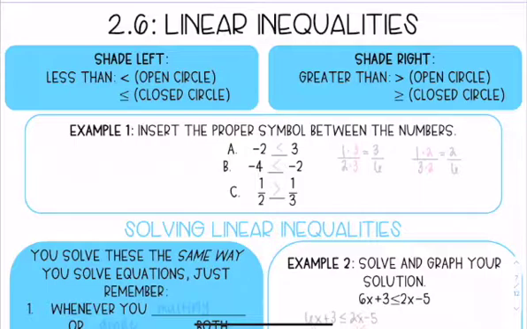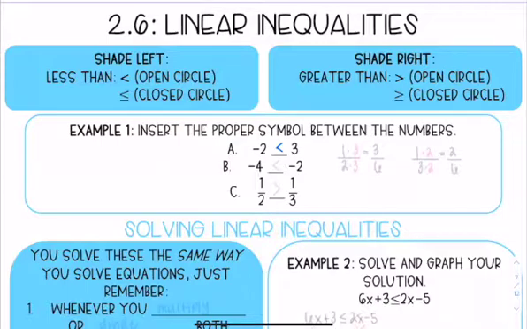So for example number 1, let's insert the proper symbol between the numbers. We have -2 blank 3. Well, regardless, this is a negative number and a positive number, and a negative number will always be less than a positive number.